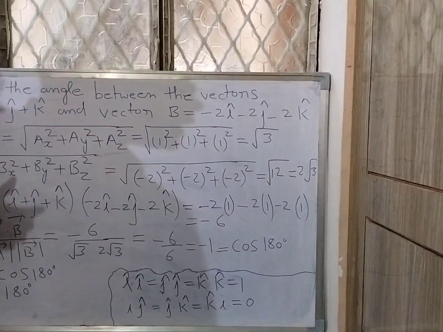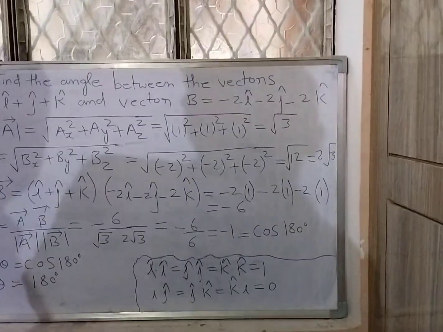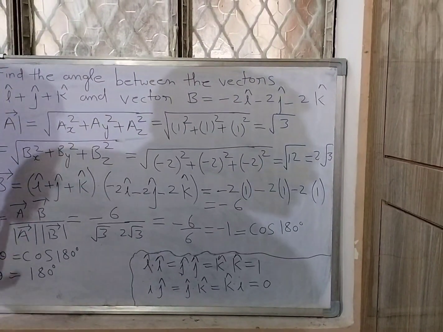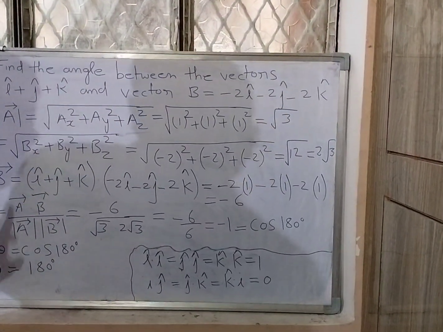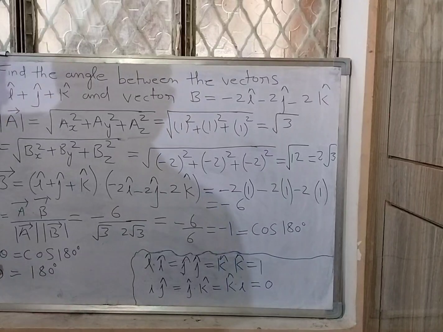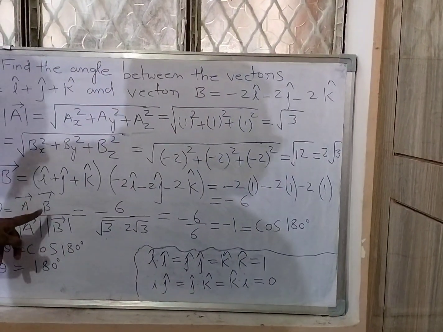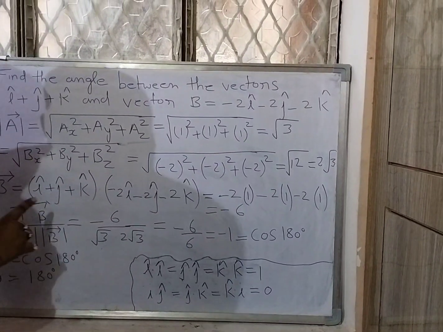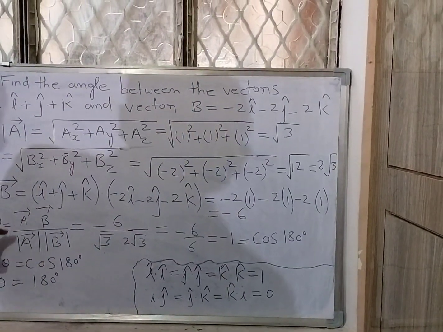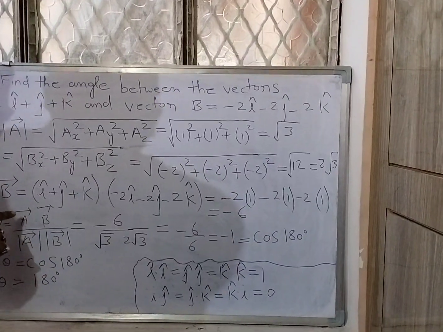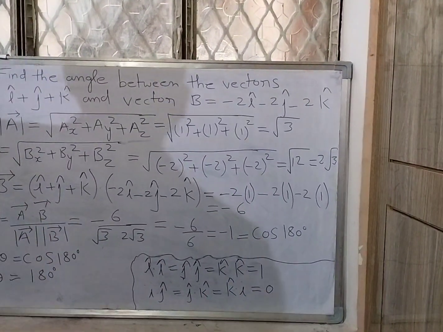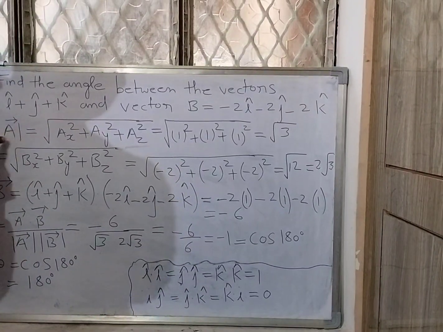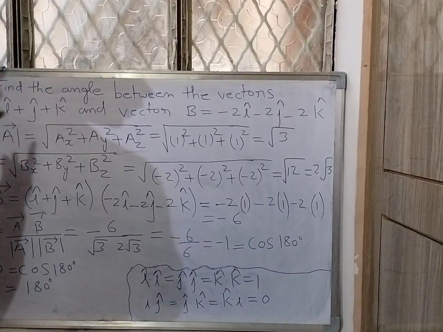Now, how can we find out the angle? So let's see. First, we will write the formula related to the angle of the vector. The formula is cos theta equal to A vector dot B vector upon A vector mod times B vector mod. So first of all, we have to find out A vector mod and B vector mod. We can see this is a vector and these two lines show that it is a vector mod.